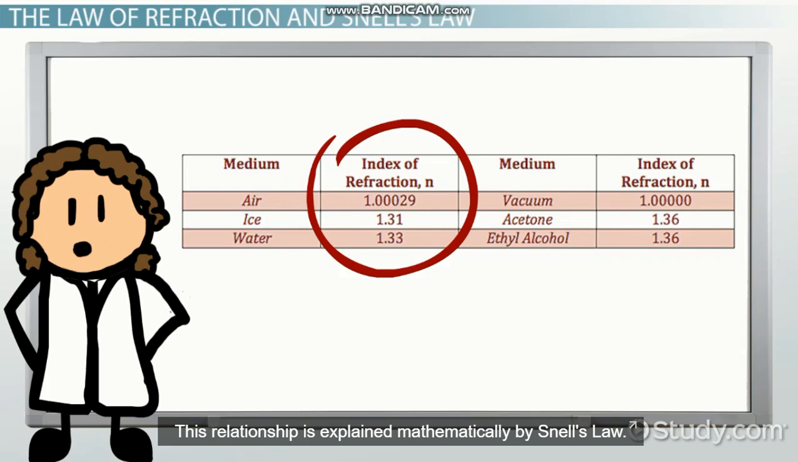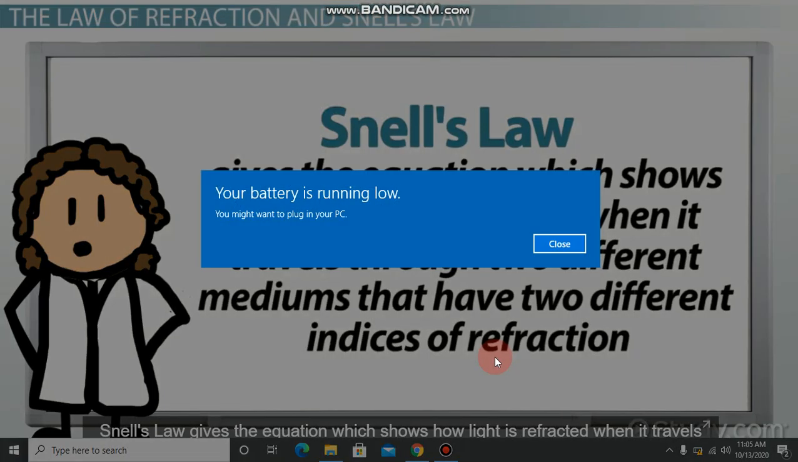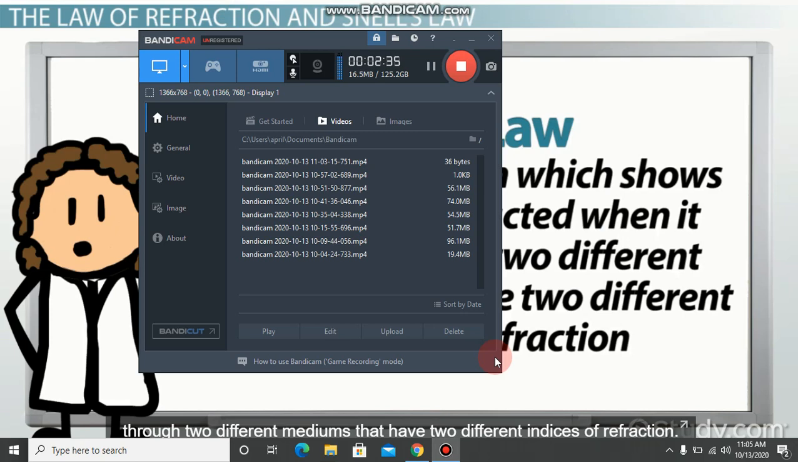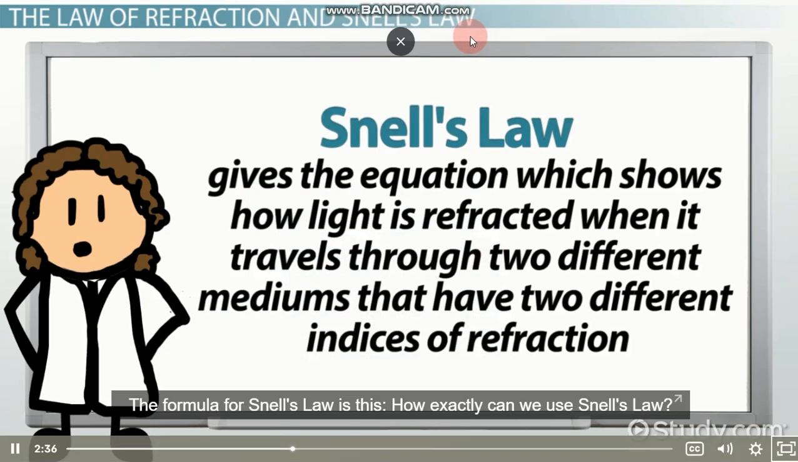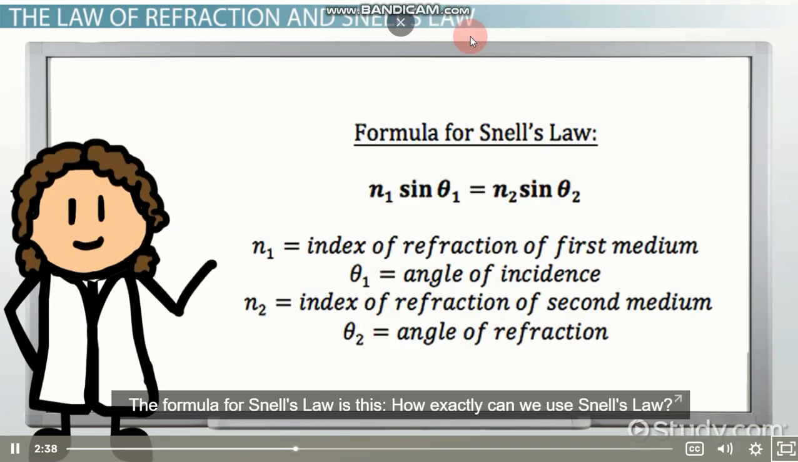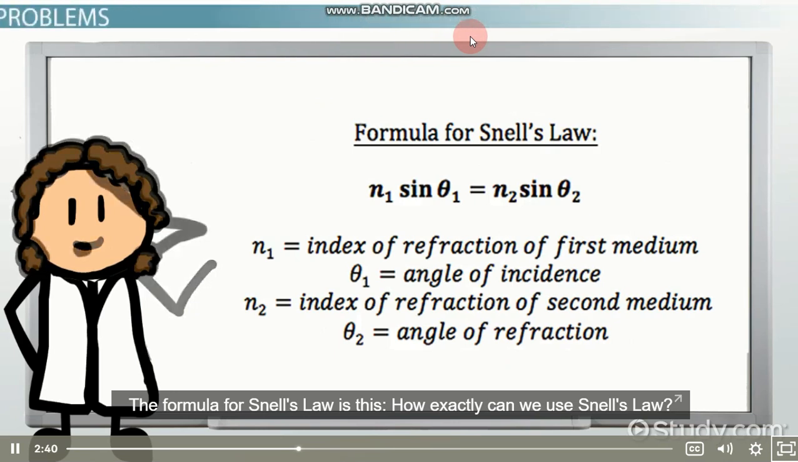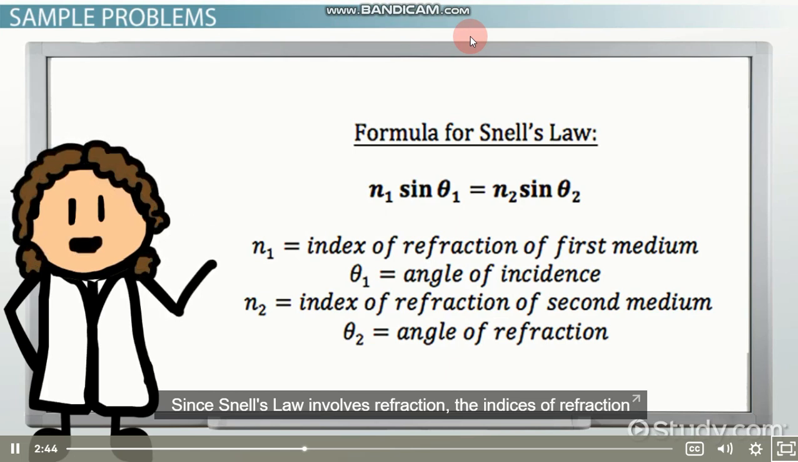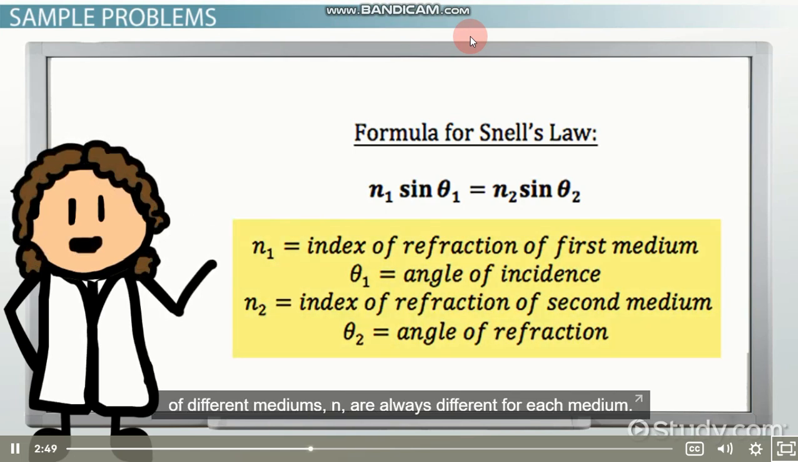This relationship is explained mathematically by Snell's law. Snell's law gives the equation which shows how light is refracted when it travels through two different mediums that have two different indices of refraction. The formula for Snell's law is this. How exactly can we use Snell's law? Since Snell's law involves refraction, the indices of refraction of different mediums, or n, are always different for each medium.